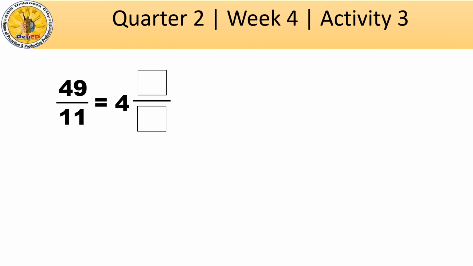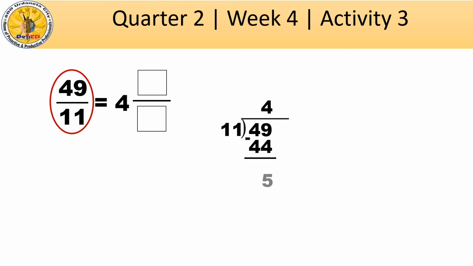The missing numbers are the numerator and denominator. So let us change the improper fraction to a mixed number to find the missing numbers. To do this, divide the numerator 49 by the denominator 11. 49 divided by 11 is 4. 4 times 11 is 44. 49 minus 44 is 5.